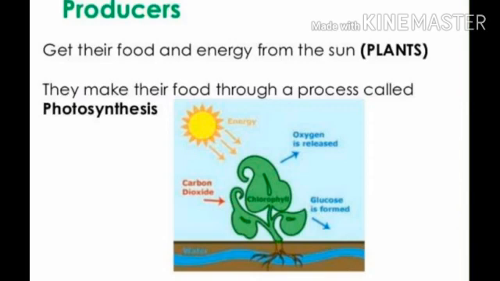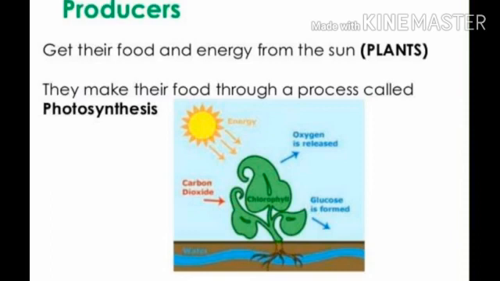First is producers. Producers are those which prepare their food itself. For example, green plants including algae, these are called the producers. So how can the plants prepare their food itself? These prepare their food itself by the process of photosynthesis.